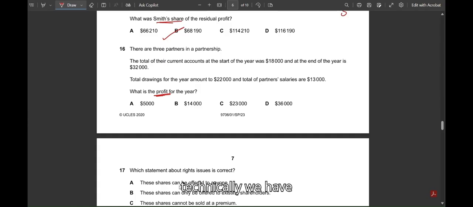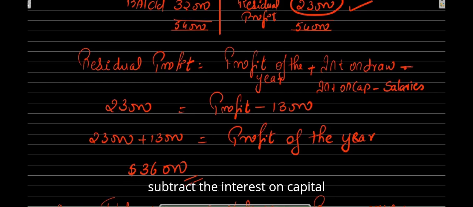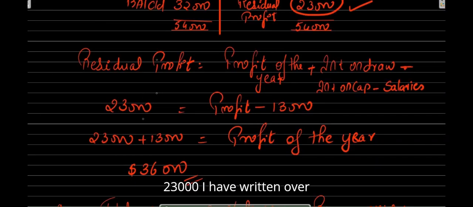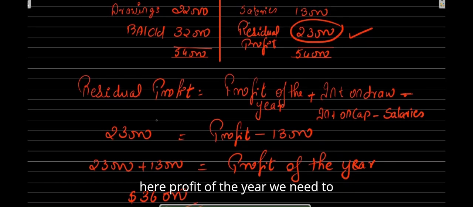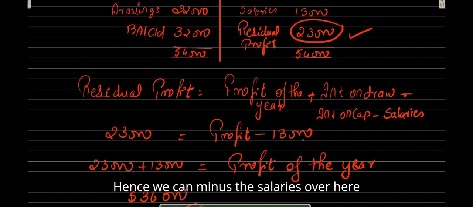Technically we have to calculate the profit of the year. Now understand over here, residual profit, what is the formula or how do we calculate profit of the year? In profit of the year, we add the interest on drawings. From that, we subtract the interest on capital and we subtract the salaries. Right now we know the residual profit which we just calculated, that is 23,000, so I have written 23,000 over here. Profit of the year we need to calculate. We don't know the interest on drawing, we don't know the interest on capital, so leave it. But they have given us the salary, that is 13,000. Hence we can minus the salaries over here, that is 13,000.